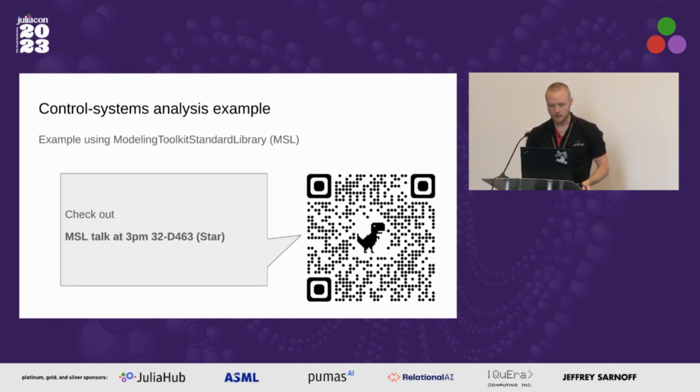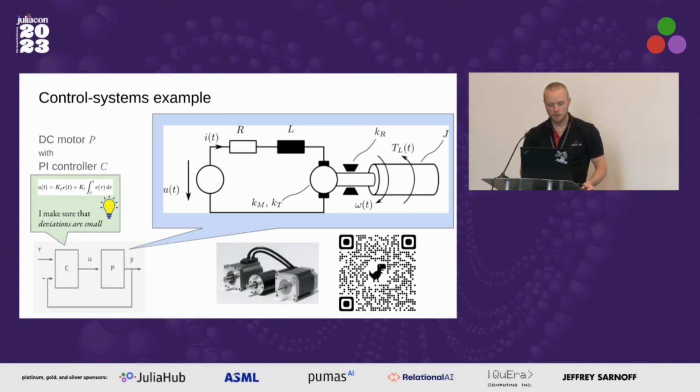We can also have a look at the control systems example. Here we will make use of the ModelingToolkit standard library to assemble a model. And there is a talk on the standard library happening later today, so I encourage you to check that out if you're interested. We will assemble a model of a DC motor.